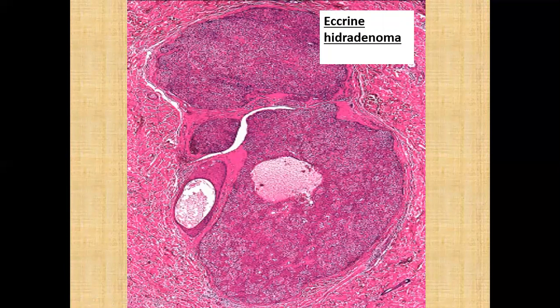Eccrine hidradenoma or clear cell hidradenoma. Clear cell hidradenoma is a tumor originating from the eccrine epithelium. It is an intraepidermal kind of tumor and is characterized by two types of population, one with clear cytoplasm and the other with eosinophilic cytoplasm. In addition to that, there are several places where duct-like structures are seen, and hence it is differentiated from other basaloid or squamoid tumors.